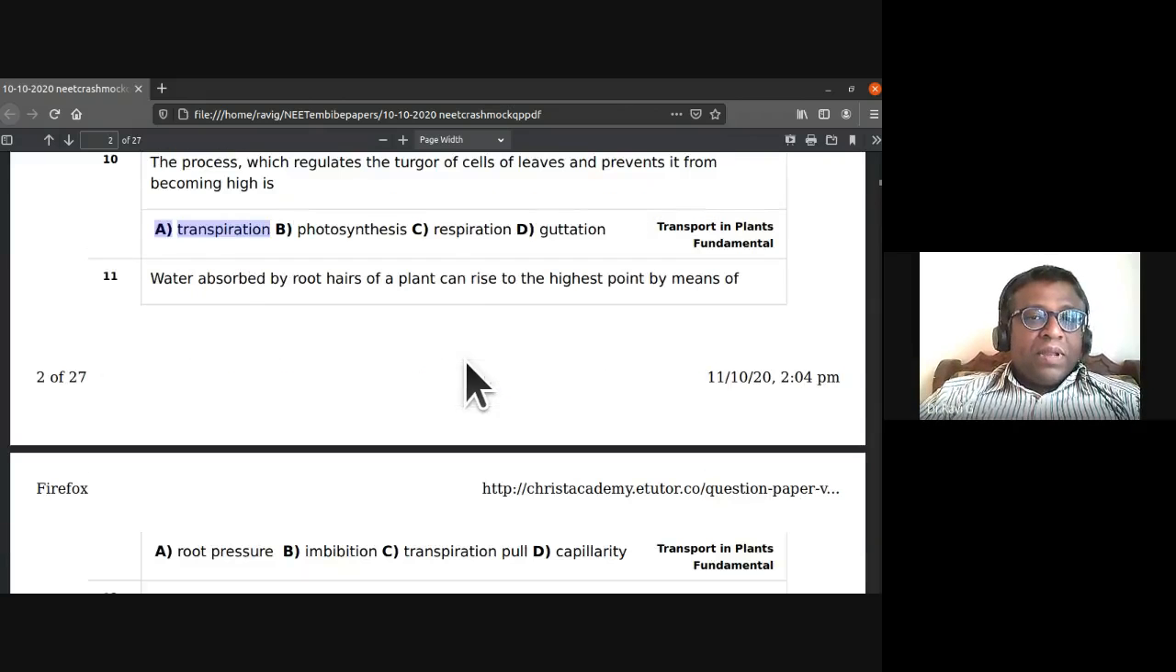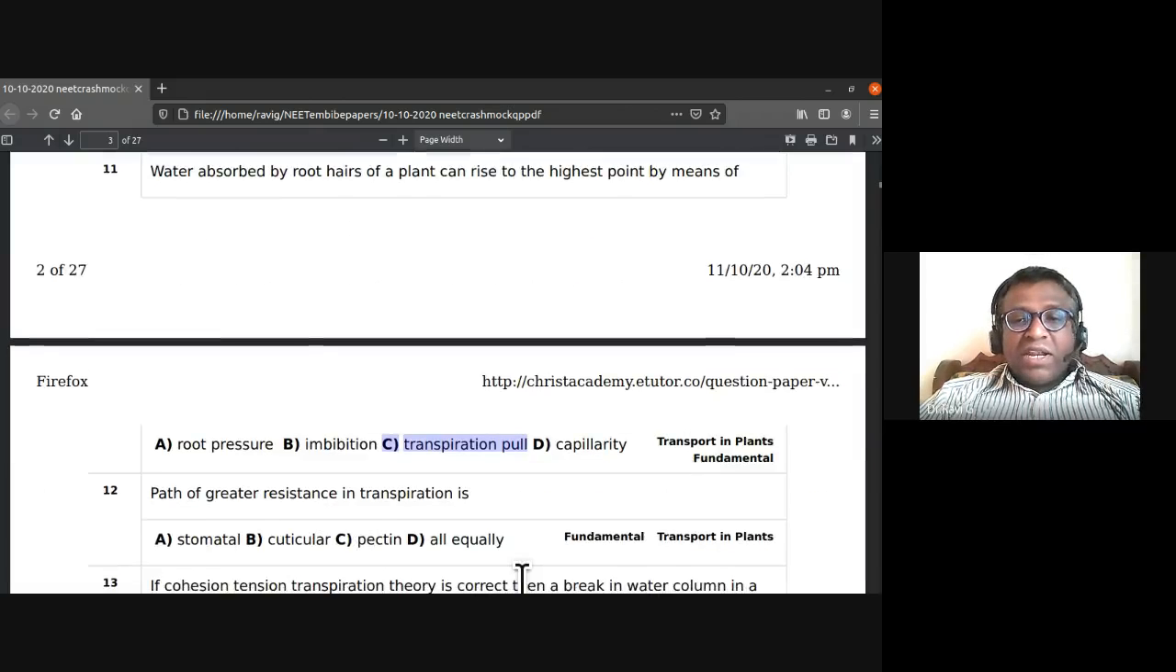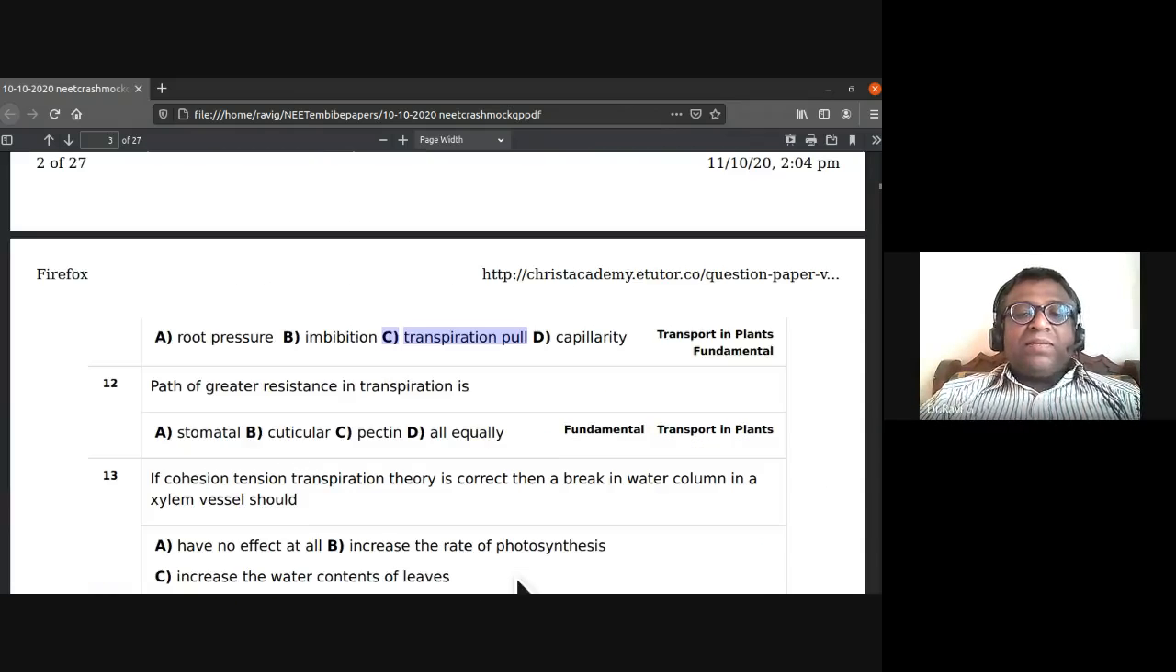Okay. Water absorbed by root hairs of a plant can rise to the highest point by means of root pressure, imbibition, transpirational pull, or capillarity. The answer is transpirational pull. So these are all direct answers, easy to answer.